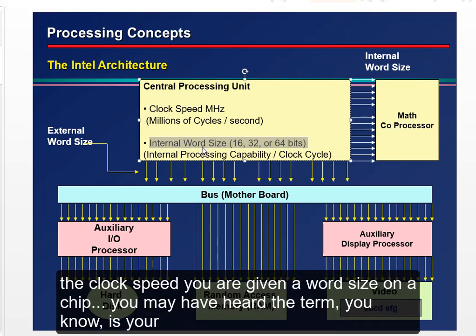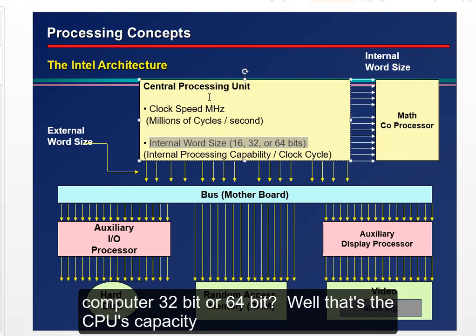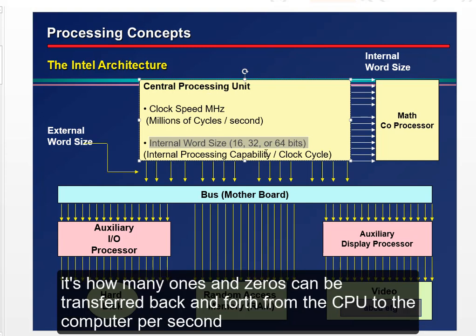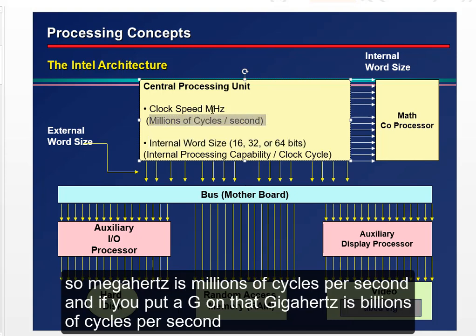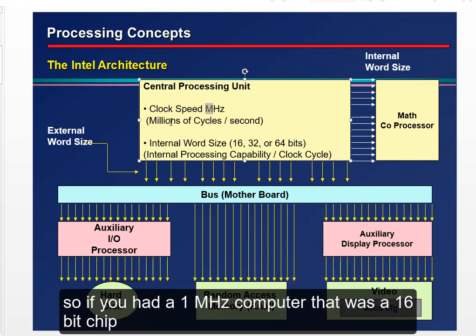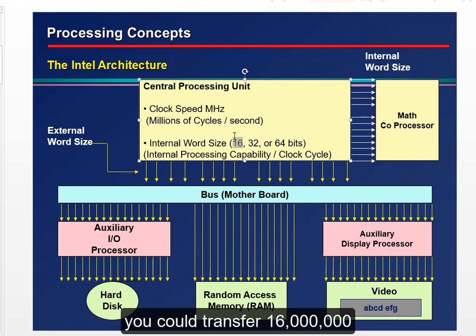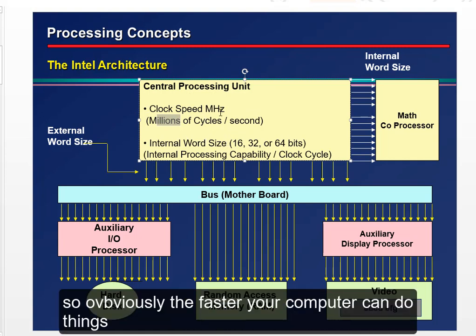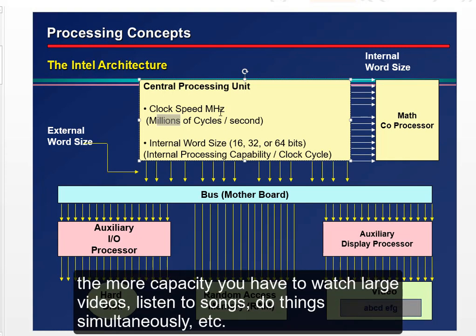Along with the clock speed, you're given a word size on a chip. So you may have heard the term, hey, is your computer 32-bit or 64-bit? Well, that's the CPU's capacity. It's how many ones and zeros can be transferred back and forth from the CPU to the computer per second. So megahertz is millions of cycles per second, and if you put a G on that, gigahertz is billions of cycles per second. So if you had a 1 megahertz computer that was a 16-bit chip, you could transfer 16 million ones and zeros per second. So obviously, the faster your computer can do things, the more capacity you have to watch large videos, listen to songs, do things simultaneously, etc.